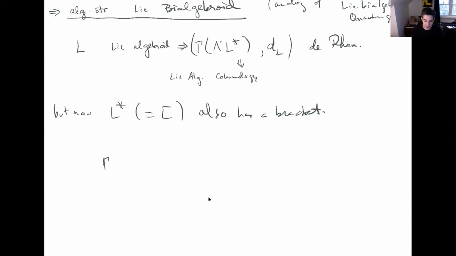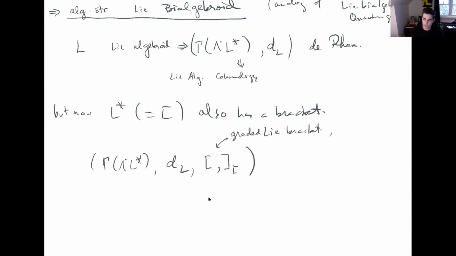So now what we have is the de Rham complex with a differential. So that's a differential graded commutative algebra, but it also has a Lie bracket coming from L bar. And this is a graded Lie bracket. And not only that, but it is compatible with the differential. d_L is a derivation of the Lie bracket.